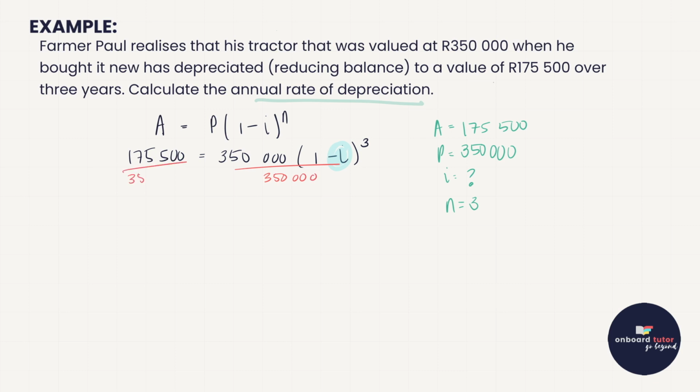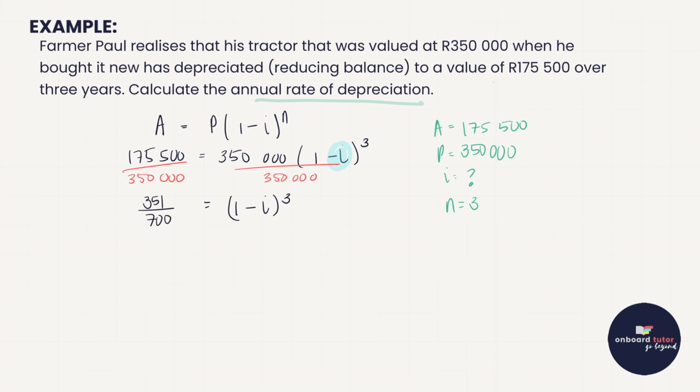Okay, and where possible, we want to leave things as improper fractions just so that we don't have too many decimal places to deal with, because we can only round off in our final answer. So on the calculator, 175,500 over 350,000 is going to give us 351 over 700.